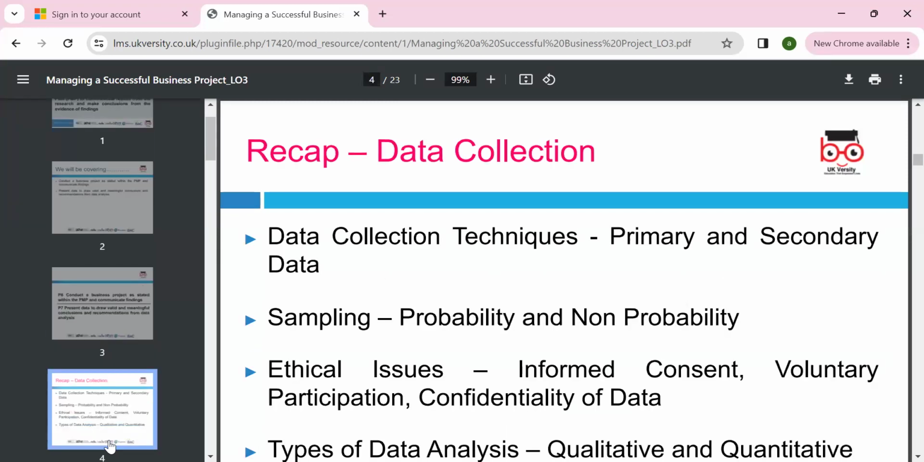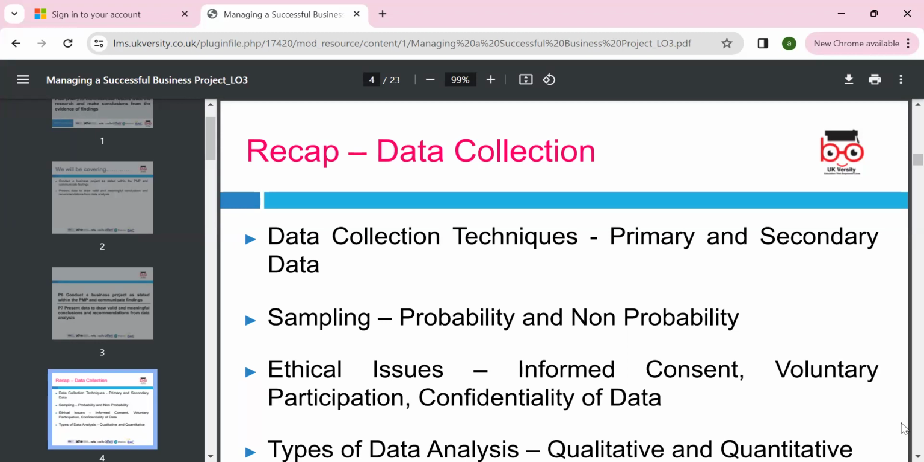Okay, so data collection techniques: primary and secondary data. Primary is first-hand information, secondary is published information that is available in the public domain. Sampling is probability and non-probability sampling. We can also look at ethical issues: informed consent, voluntary participation, and confidentiality of the data.